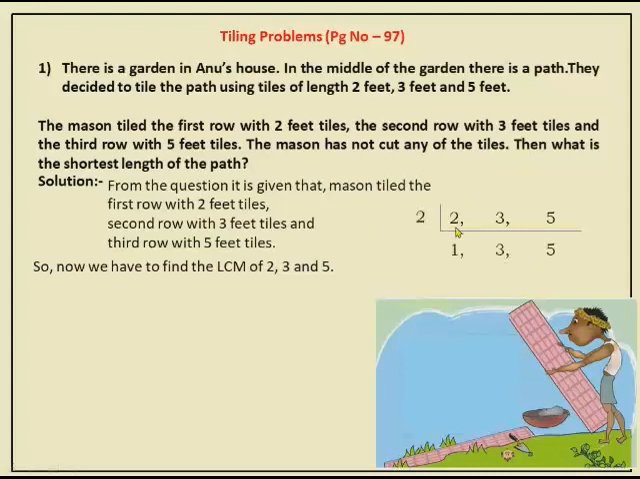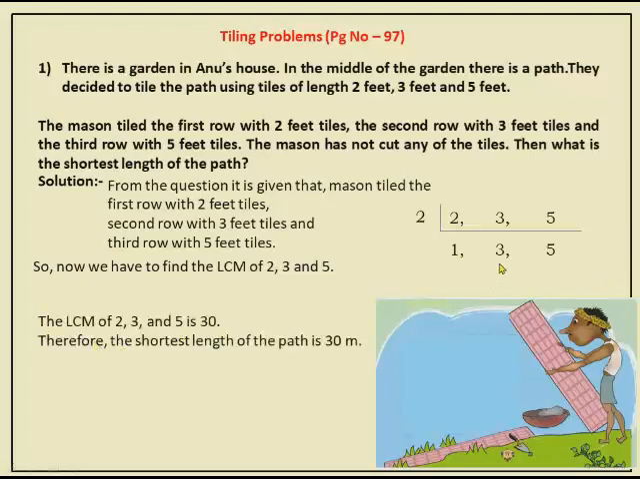No. So 2 1s are 2, 2 1s are 2, 3 we don't get, so we'll put 3 only. Then 5 we don't get, so we'll put 5 only. So the LCM of 2, 3 and 5 is 2 into 3 into 5, because there are no common factors in that. So that is 2 into 3, 6, 6 into 5, 30. Therefore, the shortest length of the path is 30 meters.